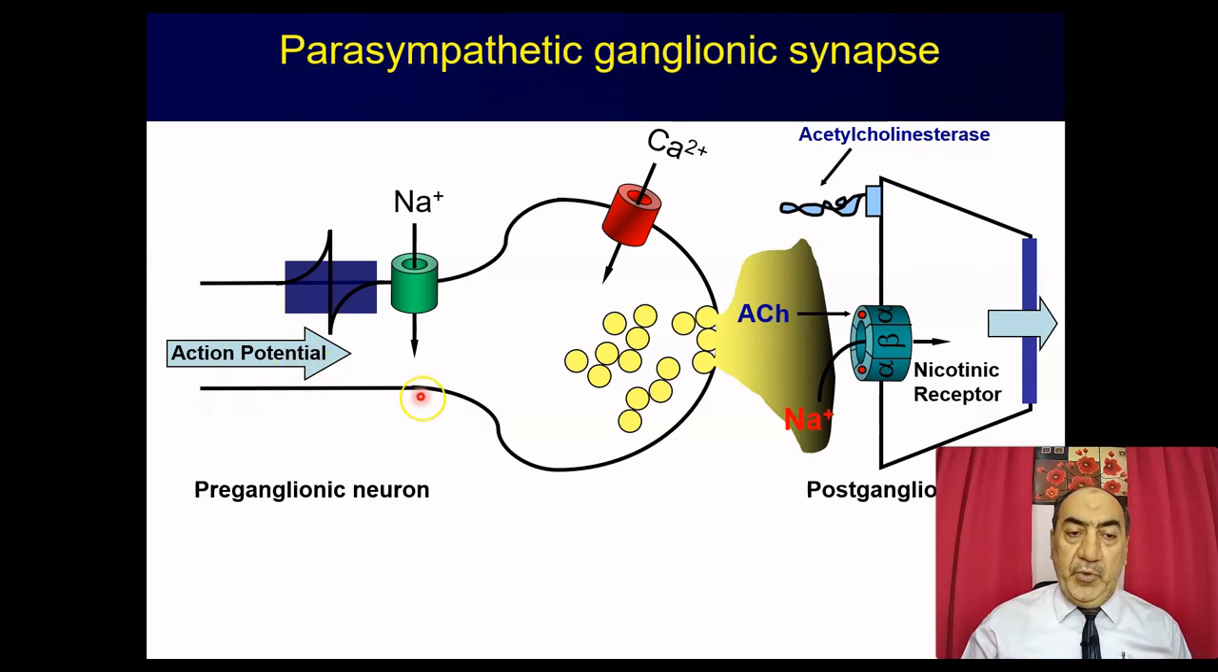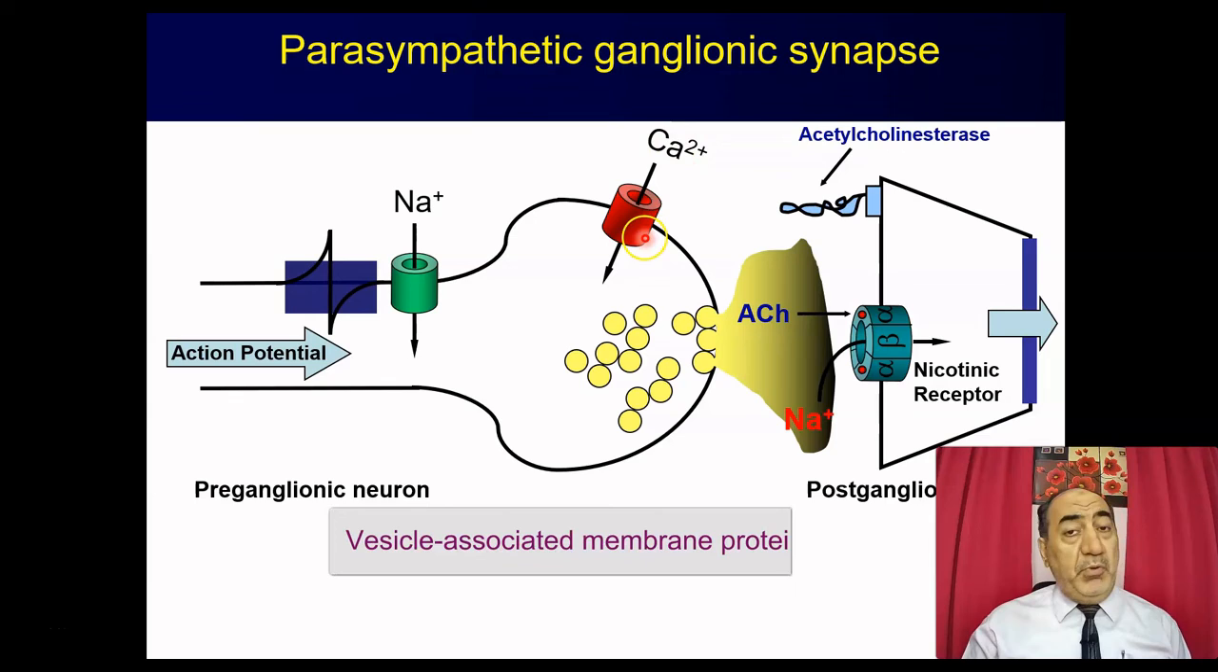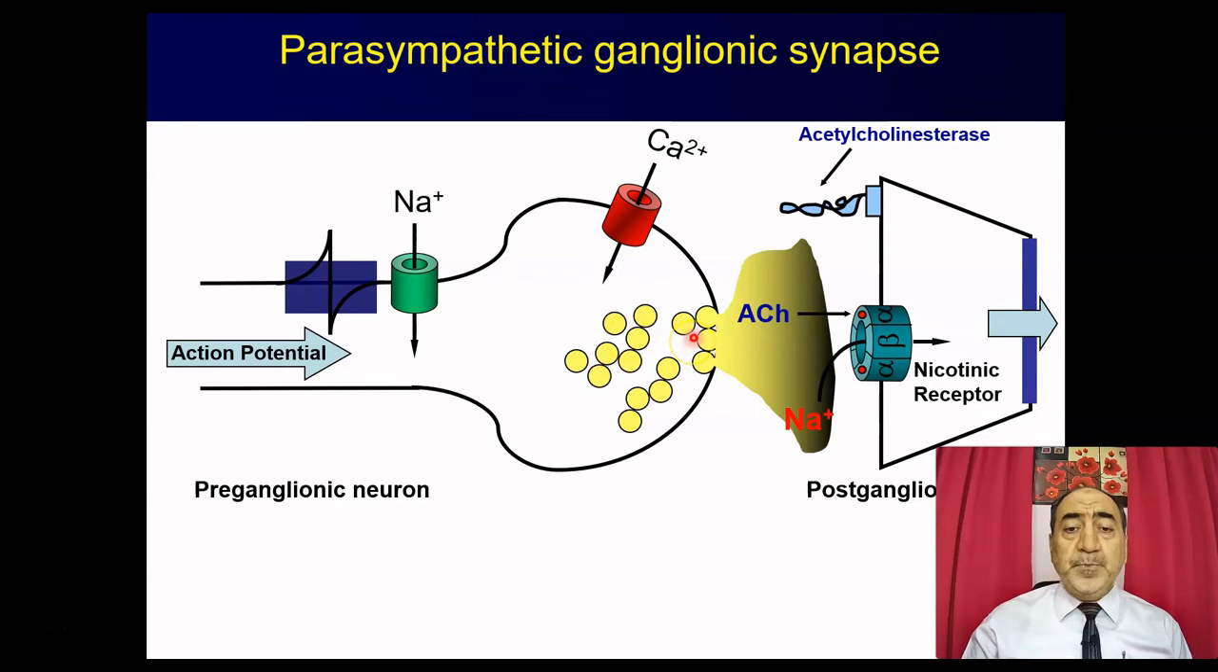Now I imagine that the CNS is here, and the action potential is coming. Sodium influx, calcium influx, in addition to VAMPs, vesicle associated membrane proteins, which we just talked about, will facilitate the fusion of the membrane of these acetylcholine-containing vesicles with the membrane of the nerve terminal, and then exocytosis of acetylcholine.